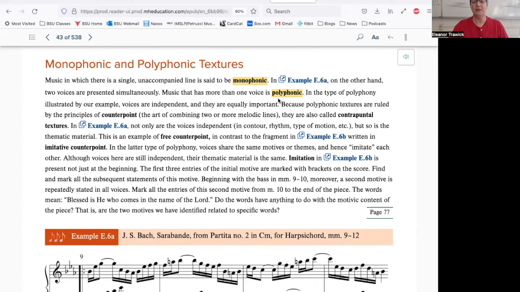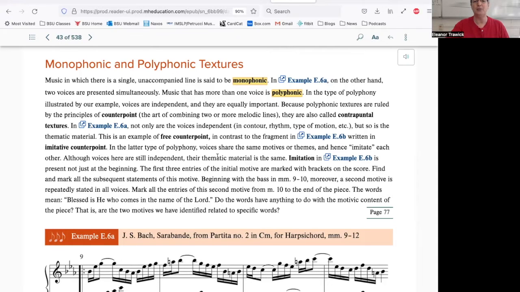The word polyphony and the word counterpoint mean the same thing. Or we could say that polyphonic music is the same thing as contrapuntal music. Polyphony or contrapuntal music is music where there's more than one line and the lines are independent of each other.